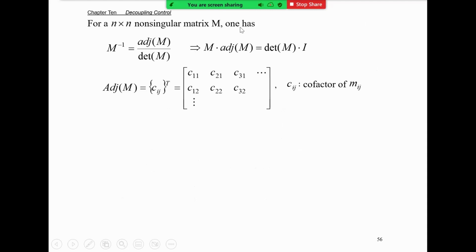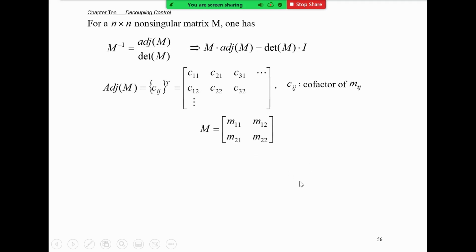Now about the linear algebra, this is well known. How do you get the inverse of a matrix? You need to get the adjugate matrix, right? It's defined as the adjugate matrix over the determinant of that matrix. In other words, the matrix times its adjugate matrix is the determinant of that matrix times the identity matrix. Of course, how do you compute the adjugate matrix? You need to compute the cofactors of that matrix.